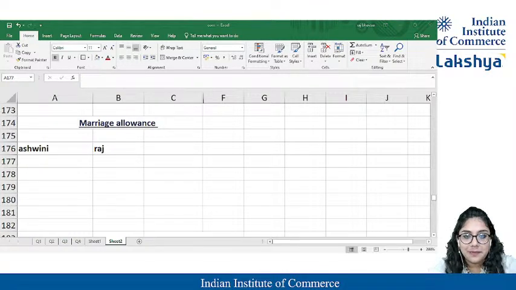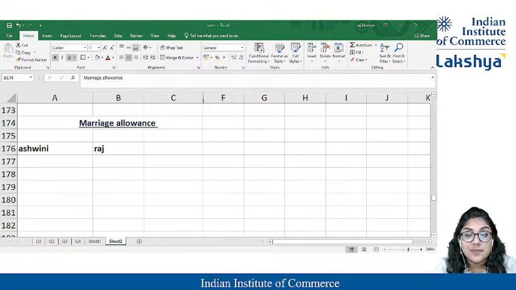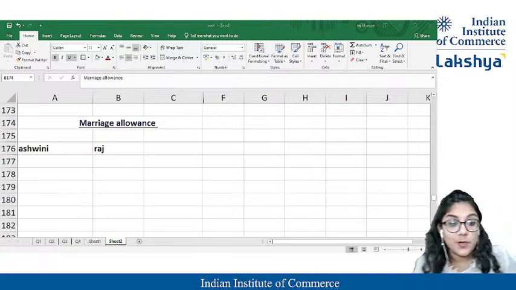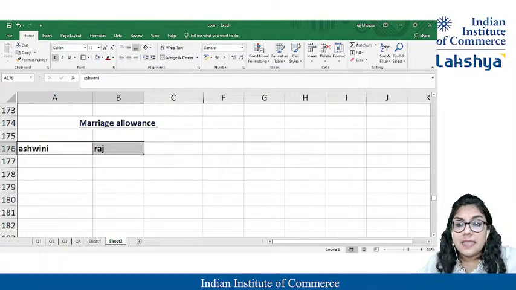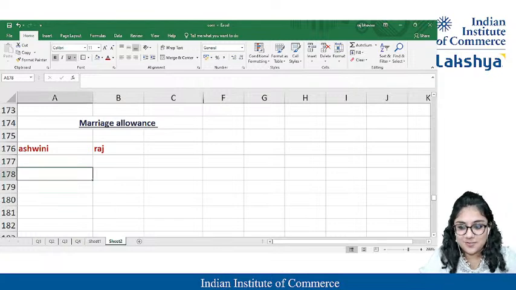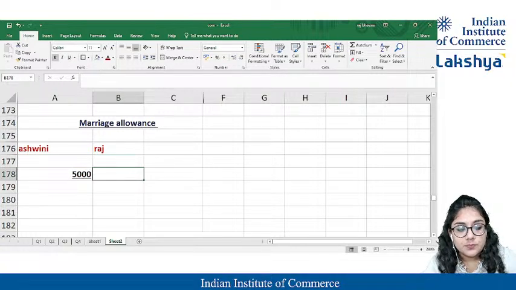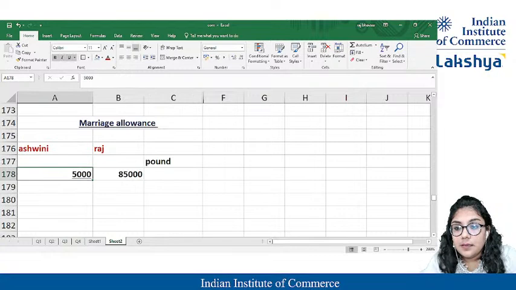If I'm writing the names of my husband and me, what happens about the allowances? It's the marriage allowance where we can adjust it between the husband and wife, the spouse, or even civil partners who are registered in a foreign country as a contract. Say for example, I have lower earnings because I only work on the weekends as I have my kids. Suppose my income is 5,000 and Raj's income is 85,000 pounds.